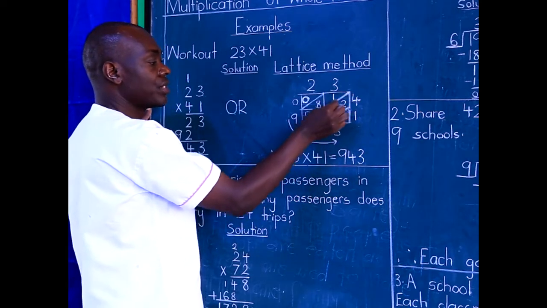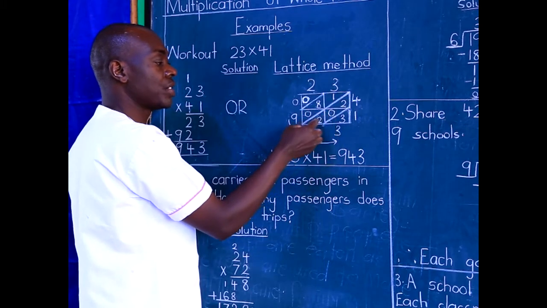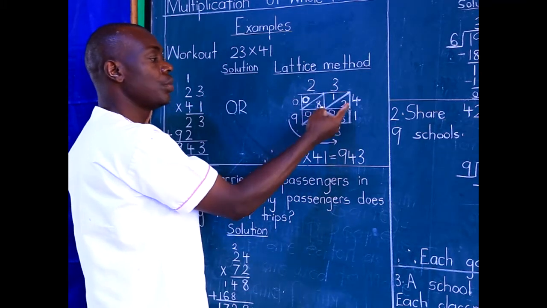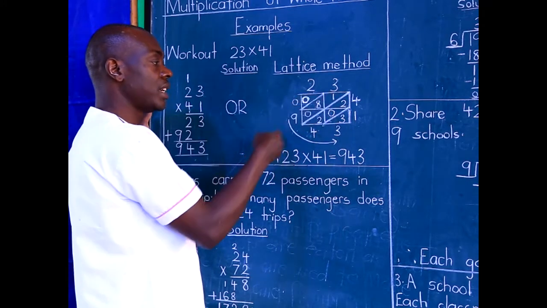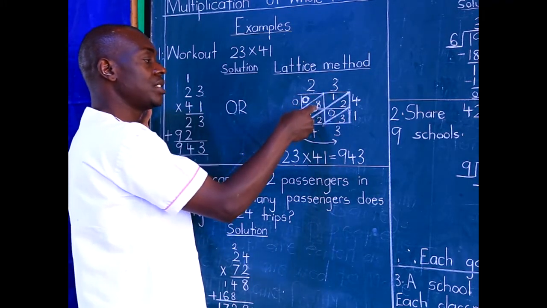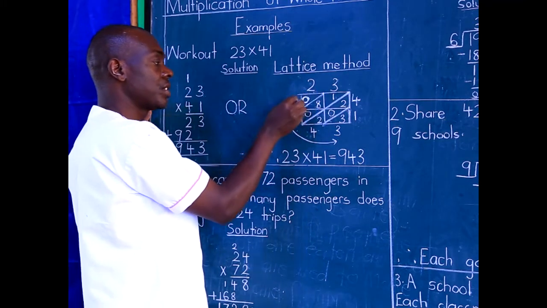And now we go to this line here, inside here. That's 2 plus 0 plus 2, you get 4. Then we go to this line, 1 plus 8 plus 0, you get 9. And now in this line, we've got a 0.